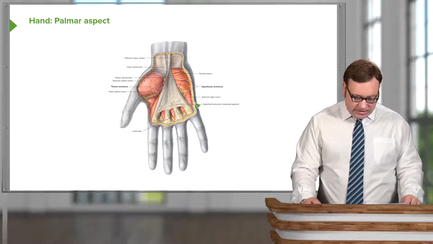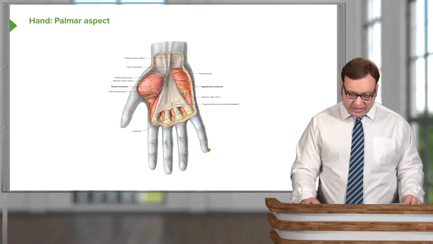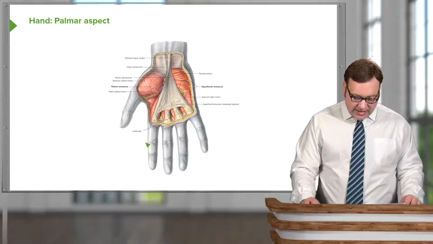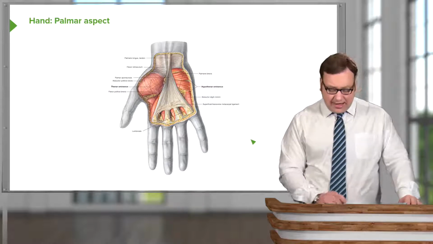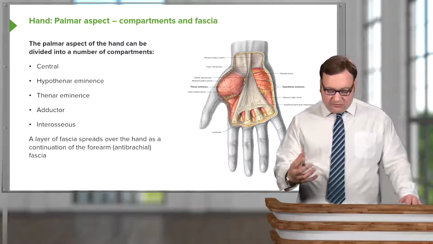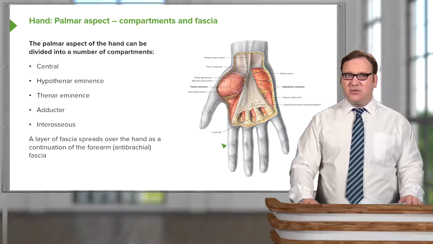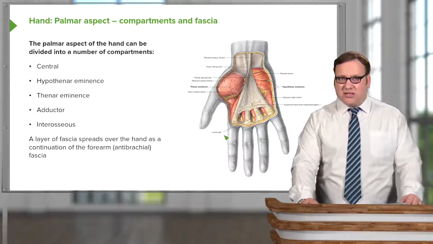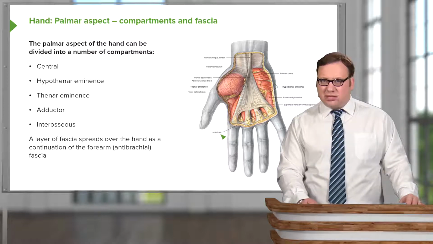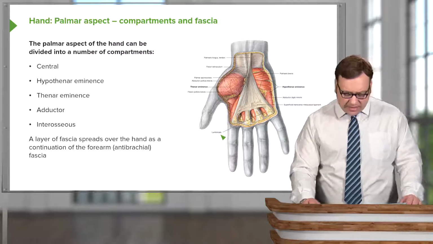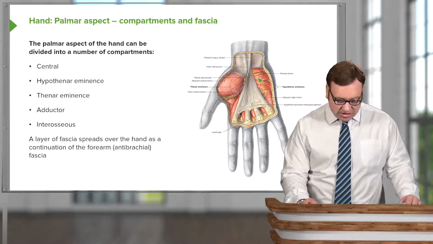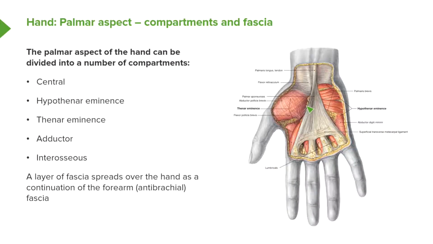Again, on the slide, we can see we've got the thumb, we've got the second, third, fourth, and fifth digit. So here we have the lateral aspect, and here we have the medial aspect. We can divide the palmar aspect of the hand into a number of compartments, and we can identify numerous muscles within those compartments. So here again on the slide, we have the picture. We have this nice central compartment that contains mostly some deep muscles, but also the palmar aponeurosis.